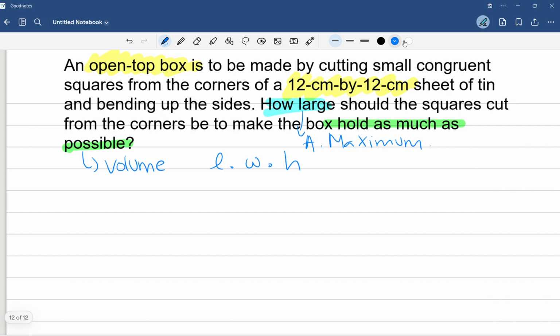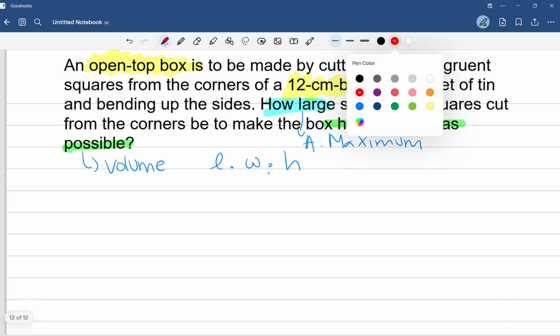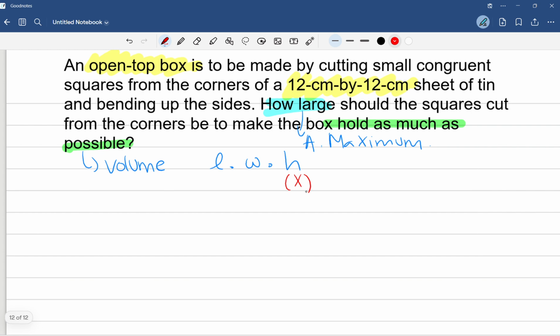Now this is the part we need to memorize. The height is always going to be x. x is always the height for this question. For the length and the width, it's always the side they give us, so 12 minus 2x and 12 minus 2x. Both my length and width are 12 minus 2x, minus 2 of the height basically. So 12 minus 2x times 12 minus 2x times x. This is always how I'm going to solve it.